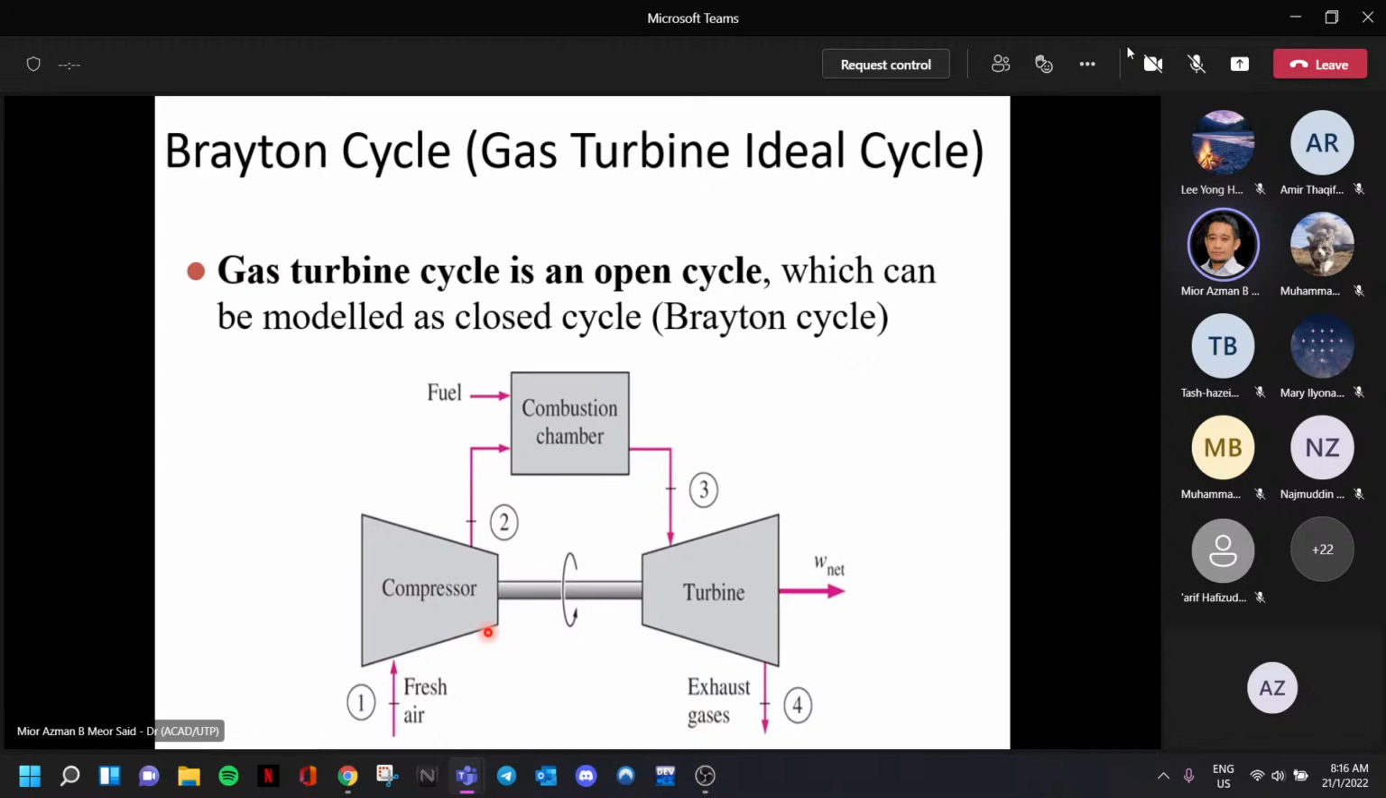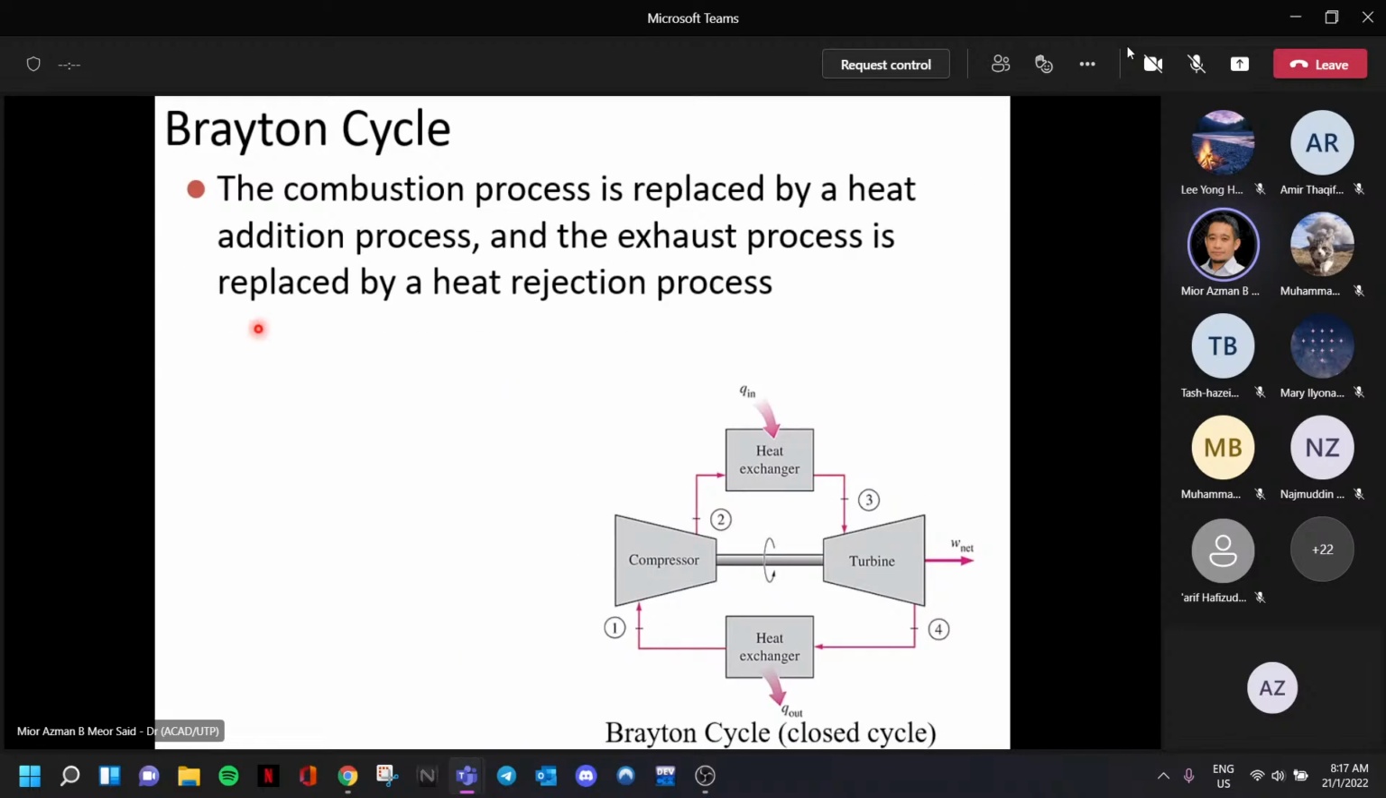So the idea is that, although the physical process for a real gas turbine is an open cycle, for the Brayton cycle we convert that into a closed loop cycle. So it's an idealized cycle, which is the Brayton cycle. Now we change the real gas turbine cycle into a closed cycle, which we call a Brayton cycle.